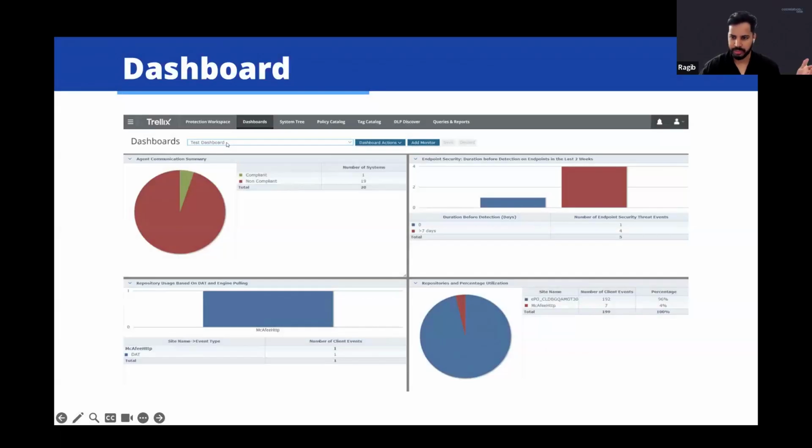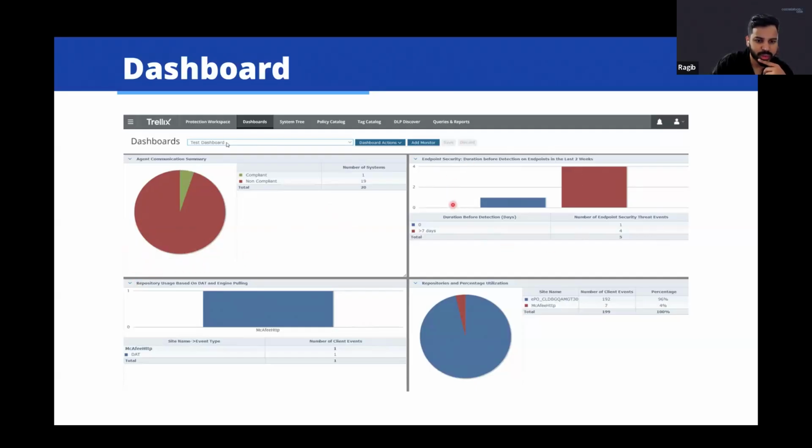So this is the Trellix dashboard. This is how it looks, right? This is your security command center, where everything important is happening. We can look at the agent communications here, right? We can see that there are 19 non-compliant devices that need attention. The red slice in the pie is showing us that these are some security gaps, right?